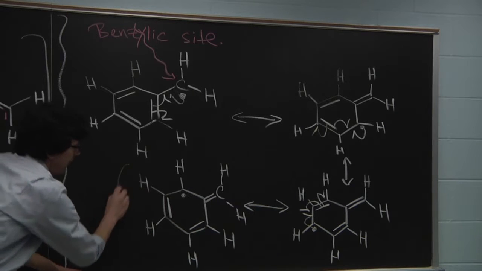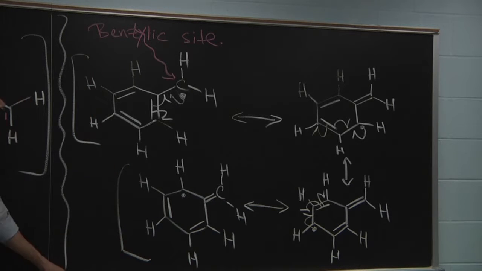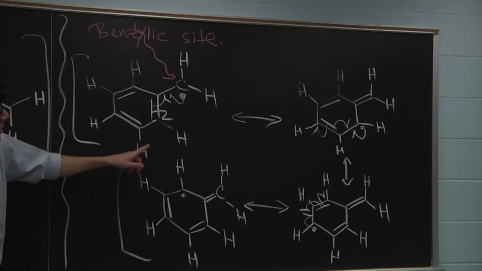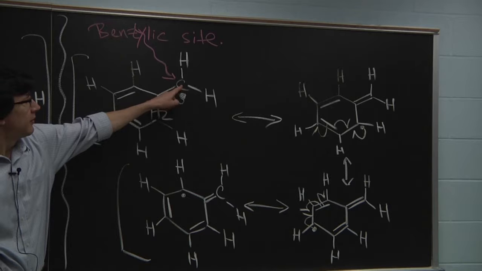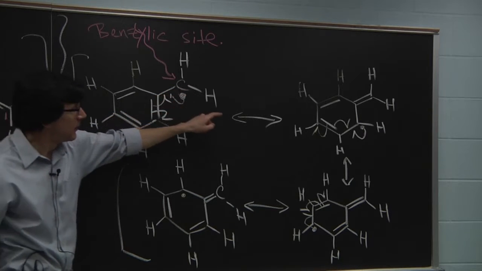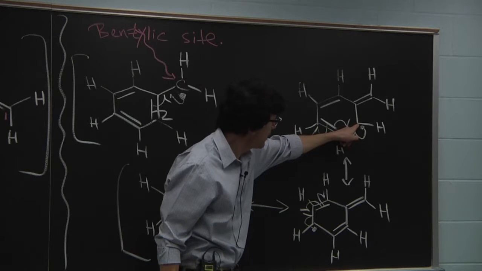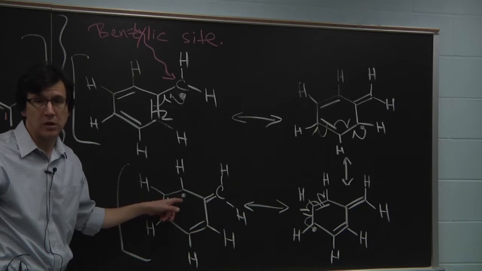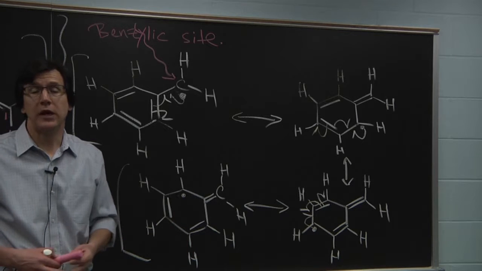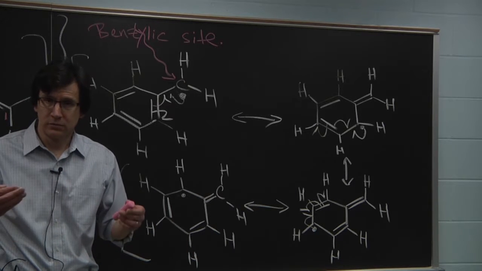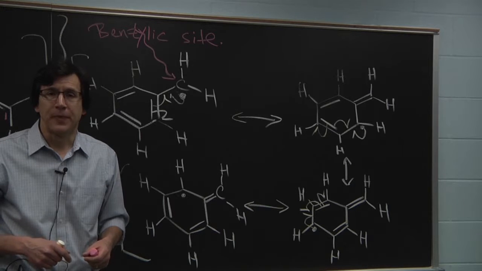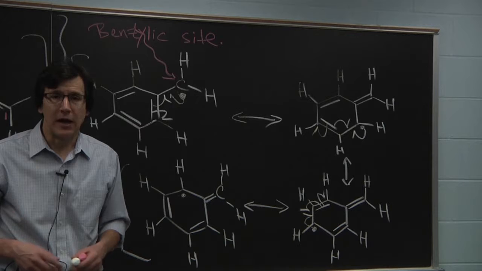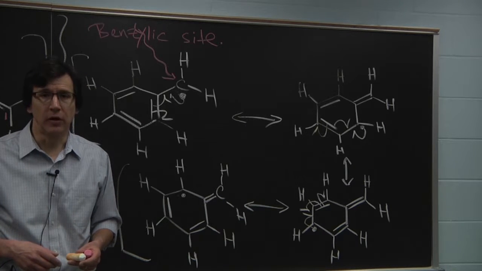So that is the complete set of resonance structures. We have 4 of them, 1, 2, 3, 4. The unpaired electron is shared from the benzylic site over here to this carbon, at this carbon as well, and at this carbon as well. So we might conclude, as far as radical compounds are concerned, this might be a pretty good radical in the sense that that radical is stabilized by delocalization over a number of carbons.